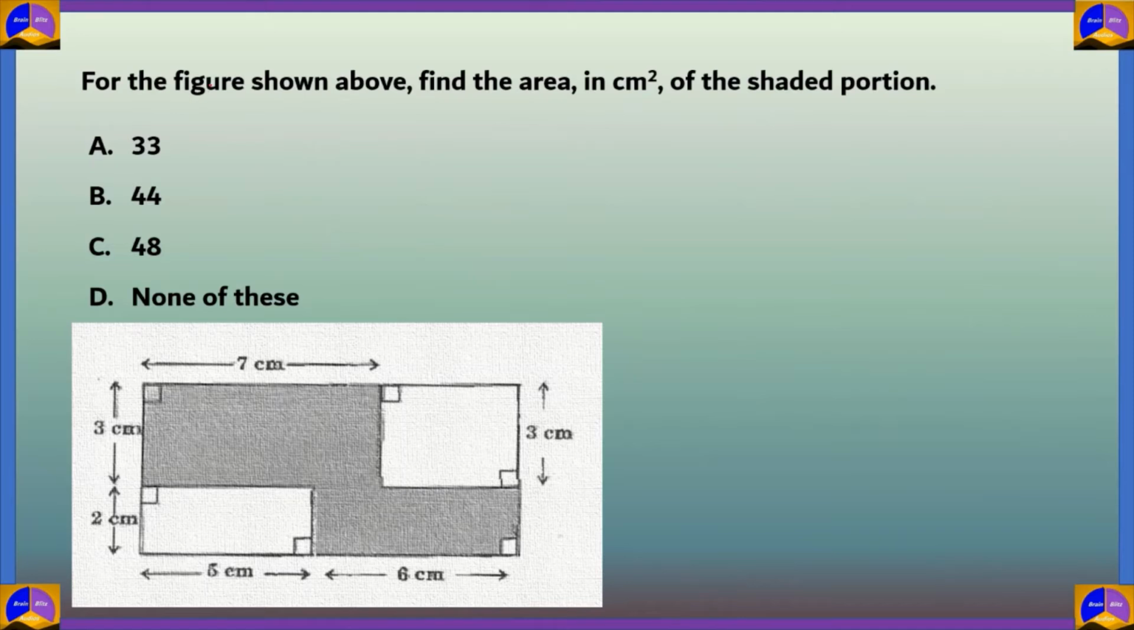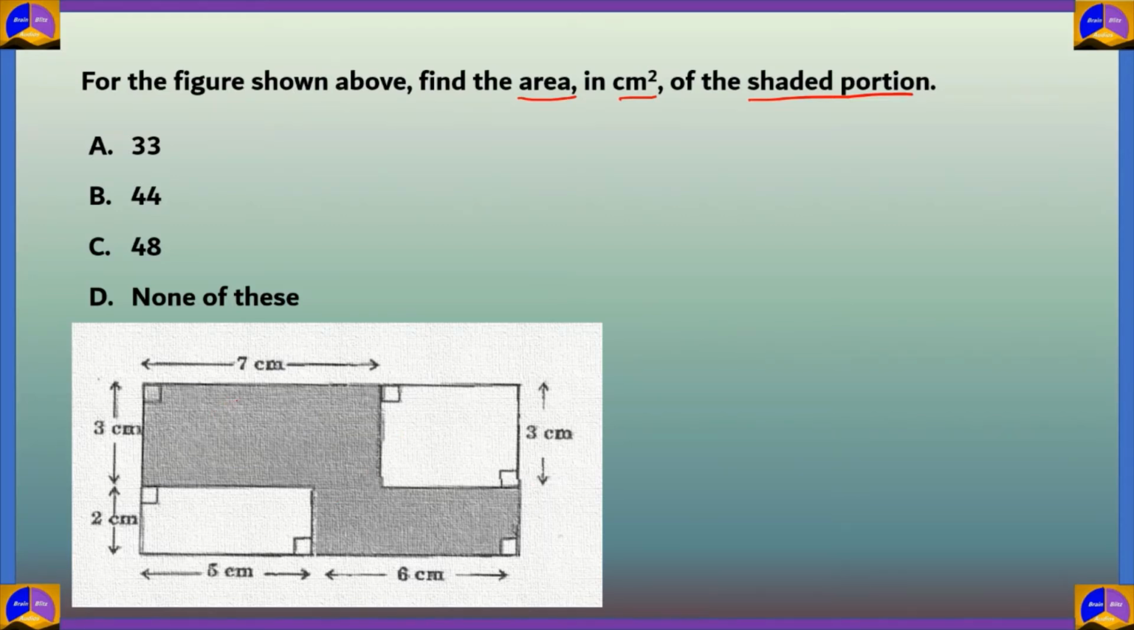Next question. For the figure shown above, find the area in centimeter square of the shaded portion. Option A 33, option B 44, option C 48, and option D none of these. Now the shaded portion, as you can see, is in the gray color. This is not a perfect figure. There is no perfect formula to find the whole area of this at once.